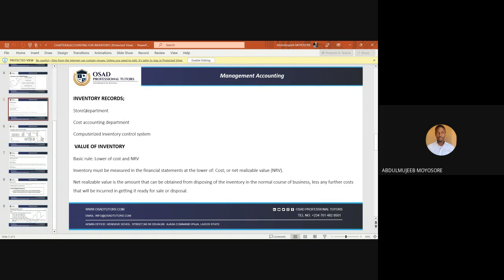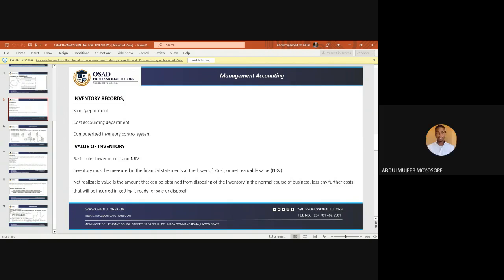Cost and net realizable value: whichever is lower, that is what you measure inventory with. I said it cost me 100 naira to produce this hair cream, but my net realizable value is 95 naira. What amount do I value my hair cream at? 95 naira. Thank you very much.